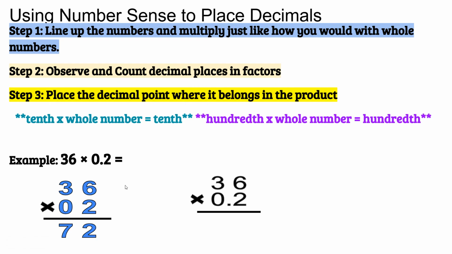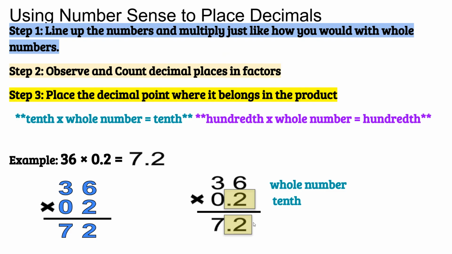So we recognize that 36 times 2 tenths, 2 tenths is a tenth, 36 is a whole number. As you can see up here, a tenth times a whole number means that the product is going to be in the tenths place. So our product is 7 and 2 tenths because we're going to place the decimal point where it belongs. If we were doing times 2, it'd be 72, but times 2 tenths, it's going to be 7 and 2 tenths. So 7 and 2 tenths is our product.